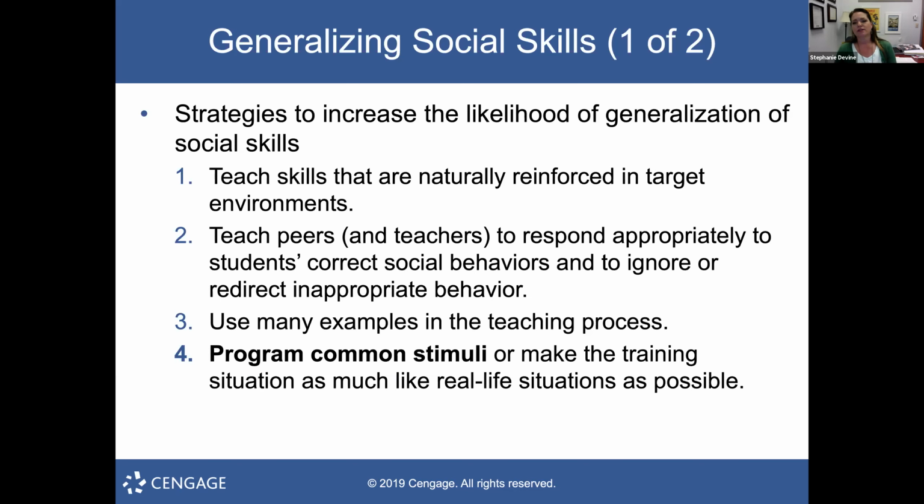What will help increase the likelihood of generalization of social skills? One, teach those skills that are naturally reinforced in the target environments. Two, teach peers and other teachers to respond appropriately to students' correct social behaviors. And this is hard because a lot of times as teachers, if they're acting appropriately, we sort of just carry on. We don't notice because it's not a maladaptive behavior standing out.